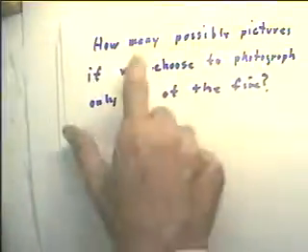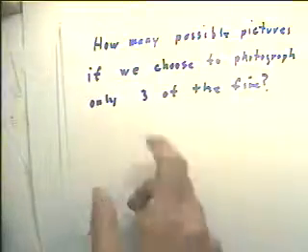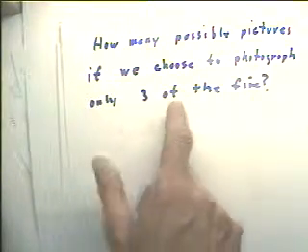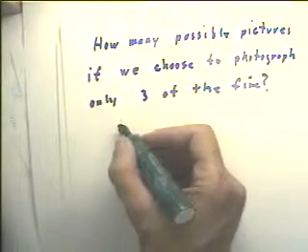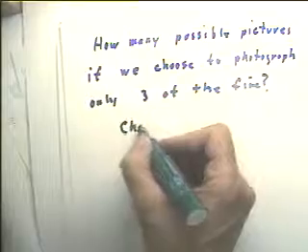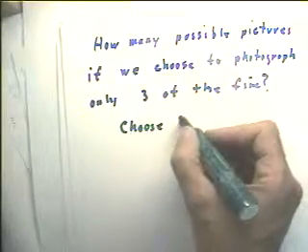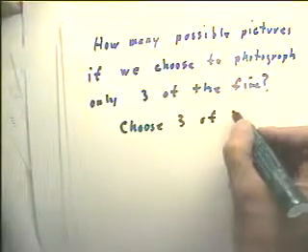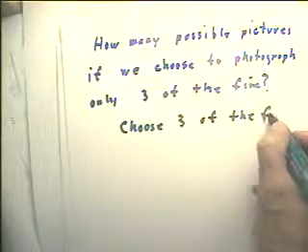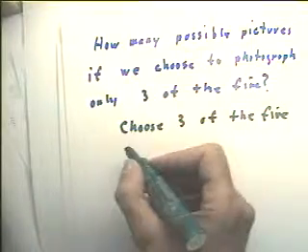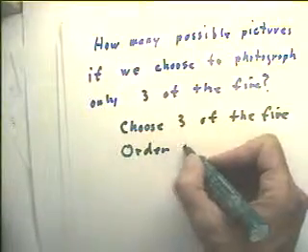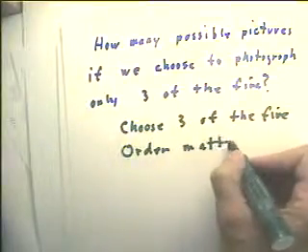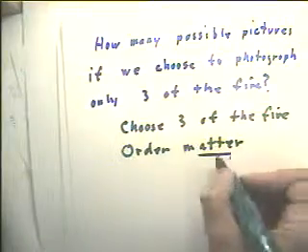Now let's ask, how many possible pictures could we make if we choose to photograph only 3 of the 5? Now we'll make an observation that the order matters, but we choose only 3 people. So we choose 3 of the 5. Order matters.